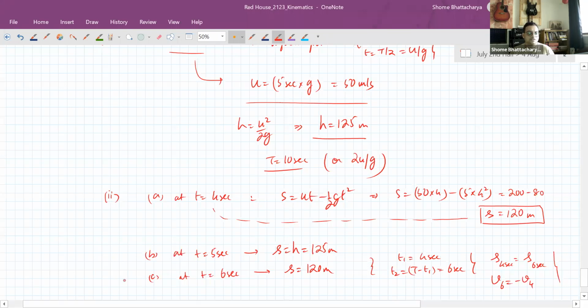So if you're substituting in the equation, you'll get ut minus half gt square, 50 into 6, 300 minus 36 into 5, 180. But this calculation is not required because you can understand that there's a symmetry between this time and this time, because this is the half time. Or the total time was 10 seconds.